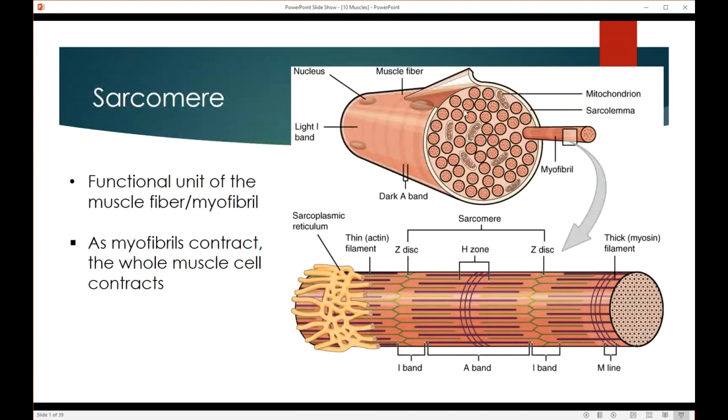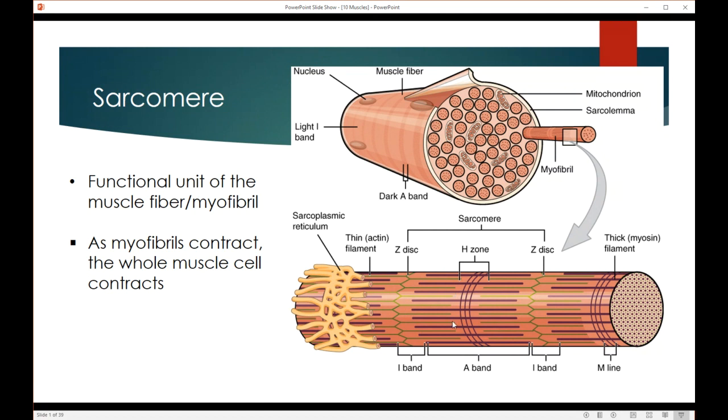So this is a sarcomere. And the sarcomere is the functional unit of that muscle fiber or the myofibril. So as the myofibril contracts, the whole muscle cell contracts. So what we do is we have a contraction here at each sarcomere, and that's going to cause the whole muscle cell to contract, which therefore causes the entire muscle to contract.